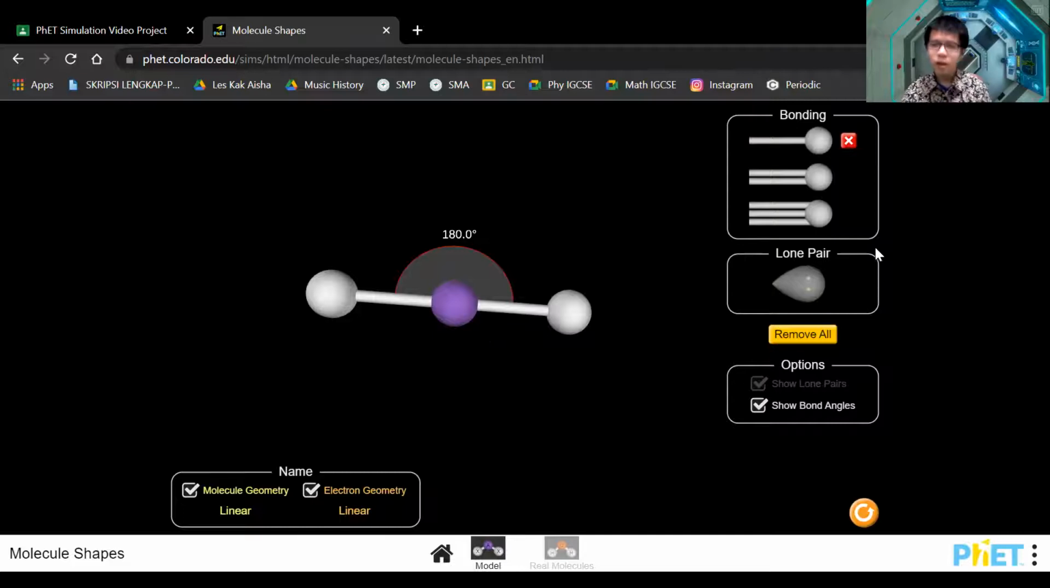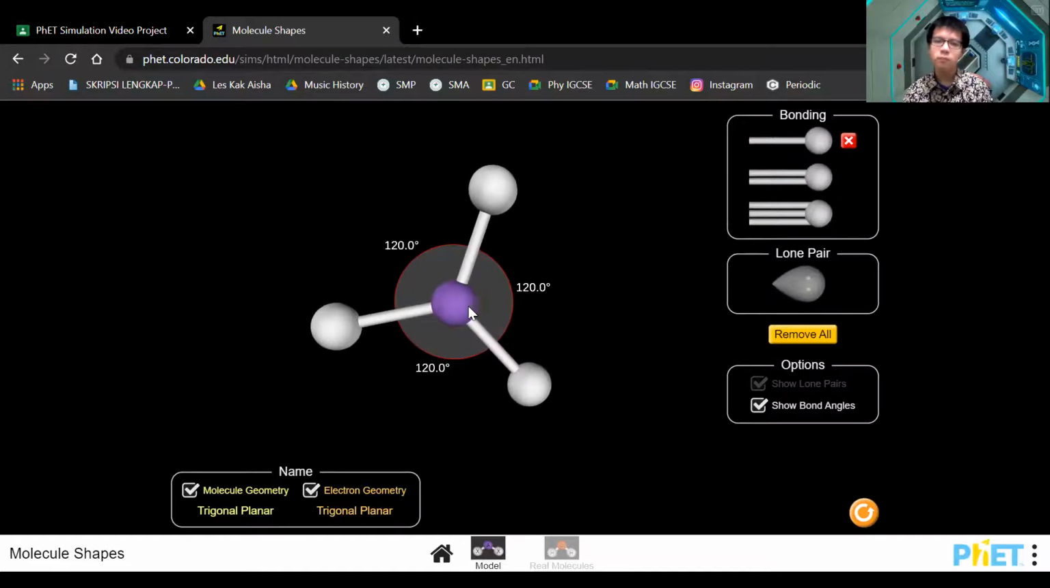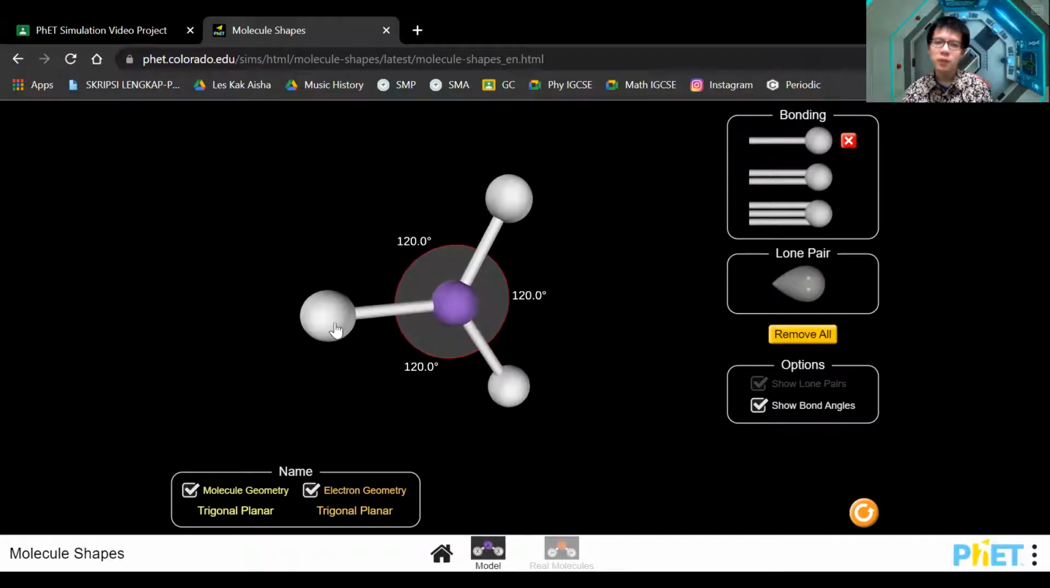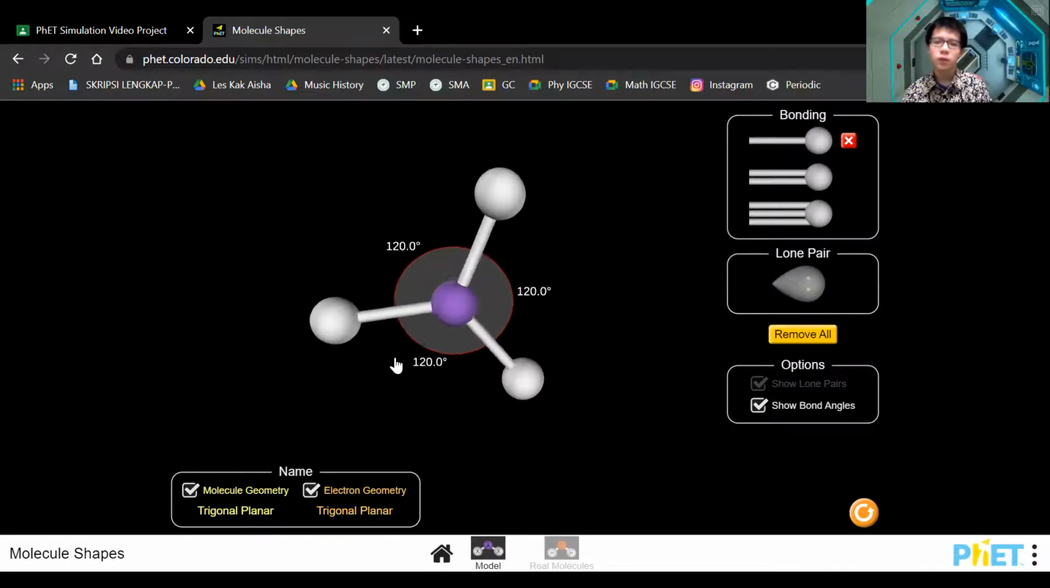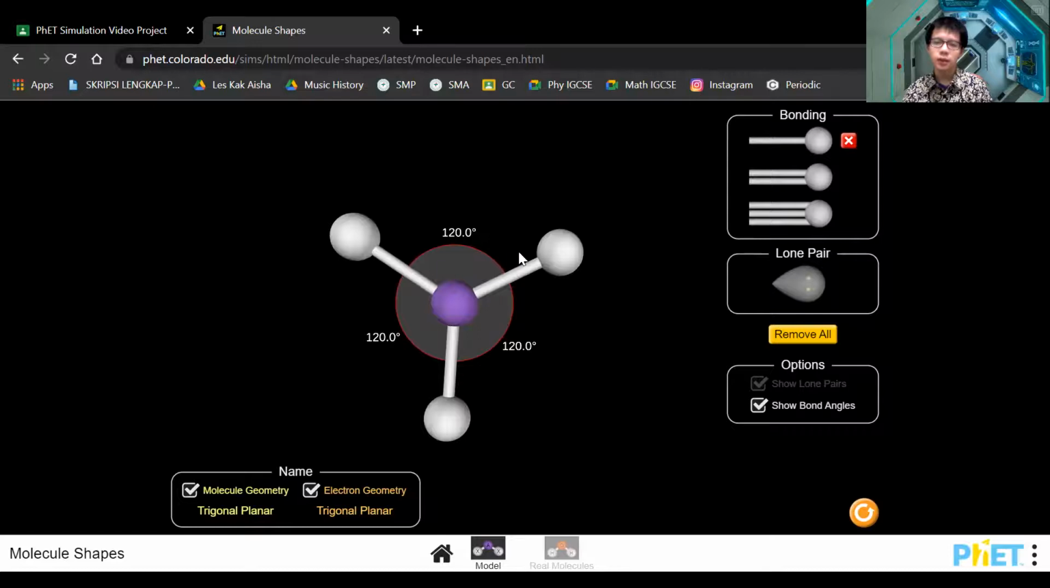Next, if I add one bonding and one bond, the names of the molecular geometry and electron geometry are trigonal planar. The bond angle is 120. What if I change the single bond into a double bond? The name is the same and the angle is still the same too.